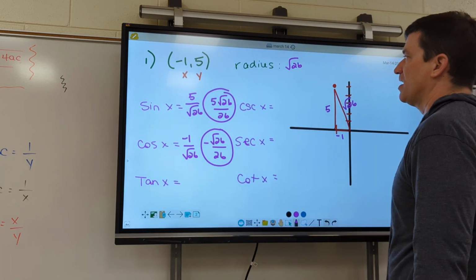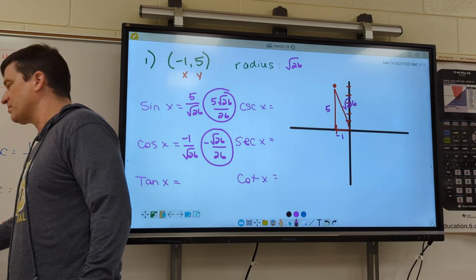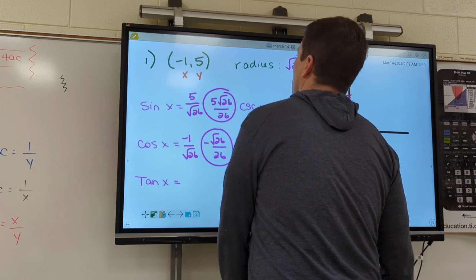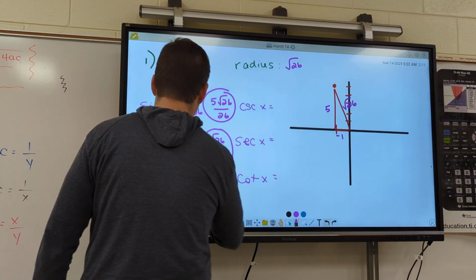All right, Rowan, you want to try to give me a fraction for tangent. So you look on the board and see what the formula is. Y goes on top, X goes on bottom. 5 over -1. That's just the answer, right? You can't do anything with that.